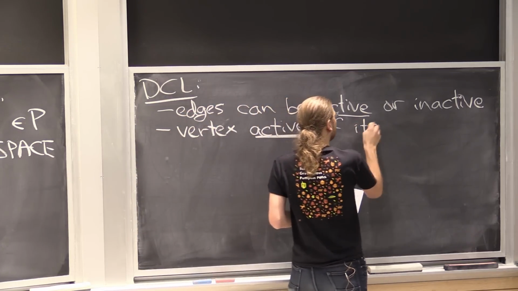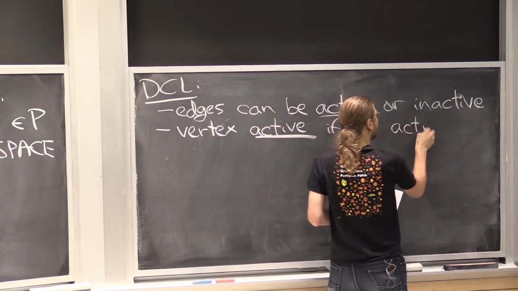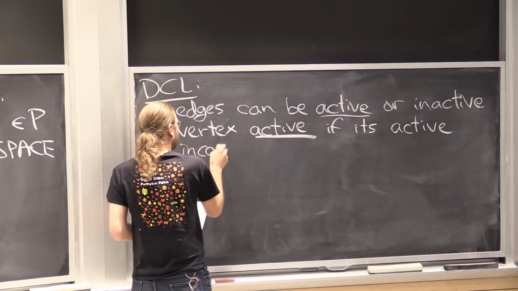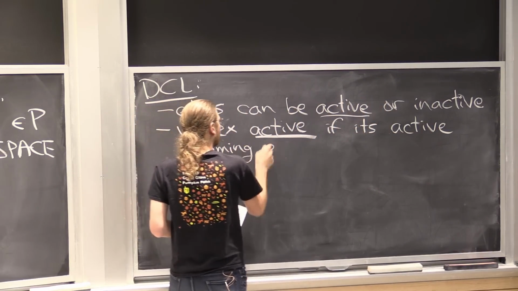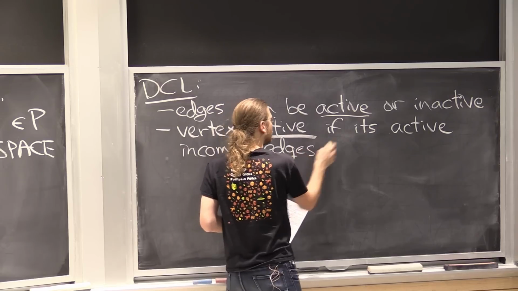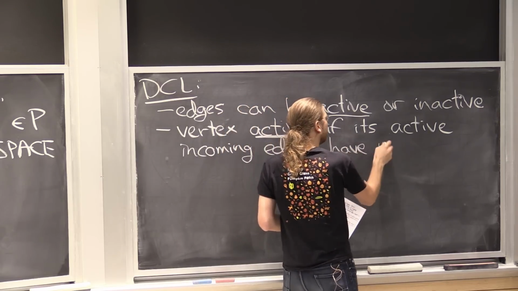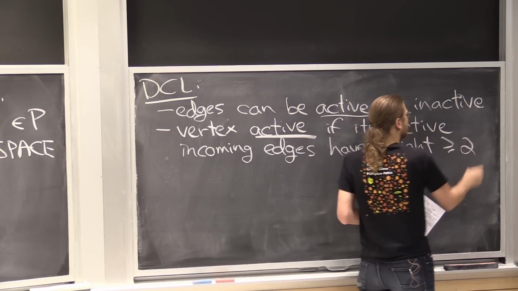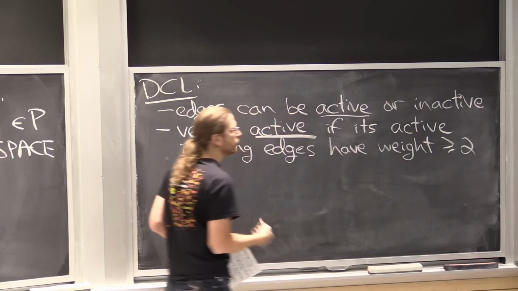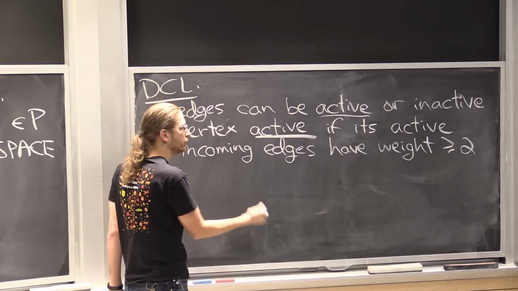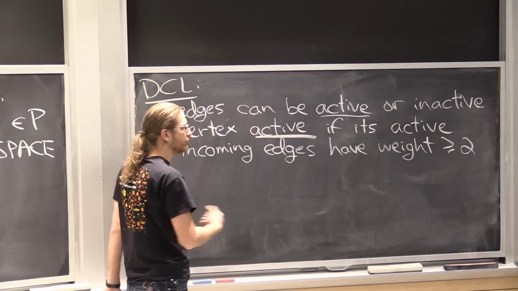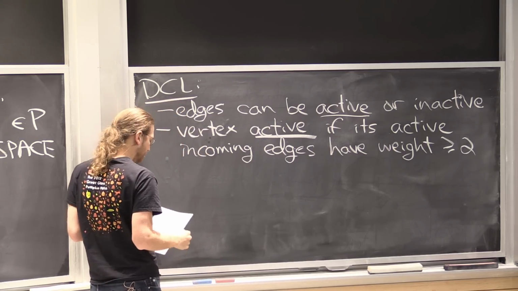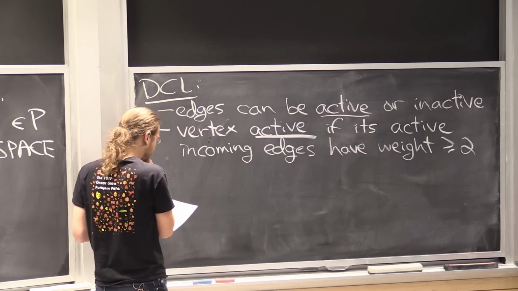So a vertex is active if its active incoming edges have total weight greater or equal to 2. So if the just flipped edges satisfy that vertex, possibly in a new way, then we call the vertex active. It's been activated by what just got flipped.